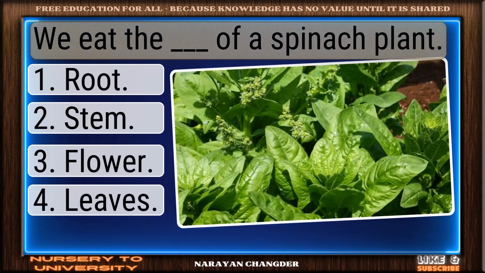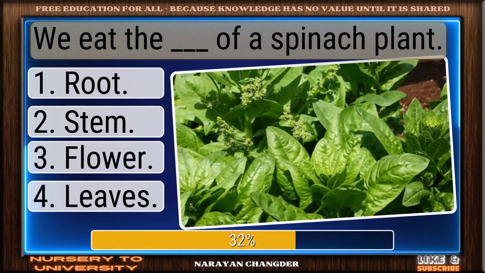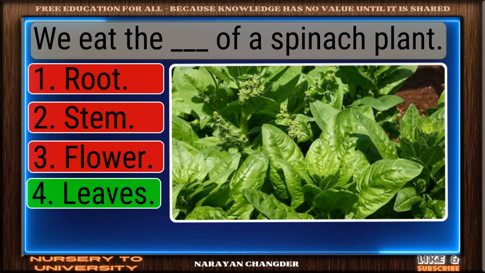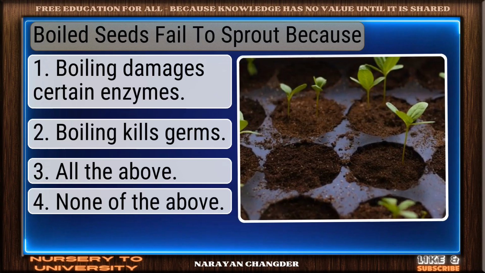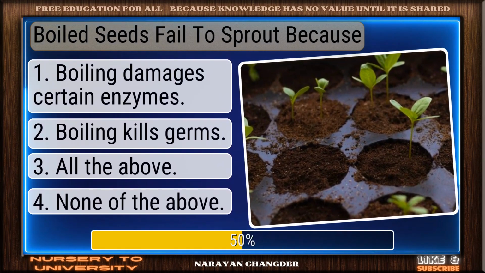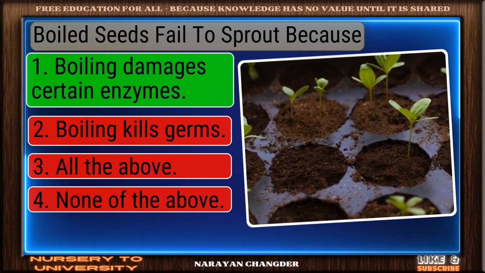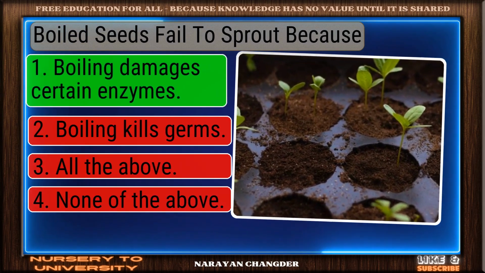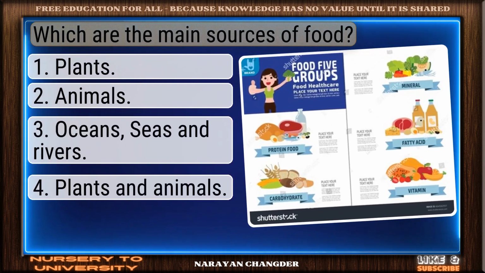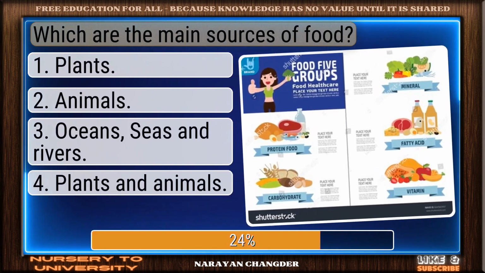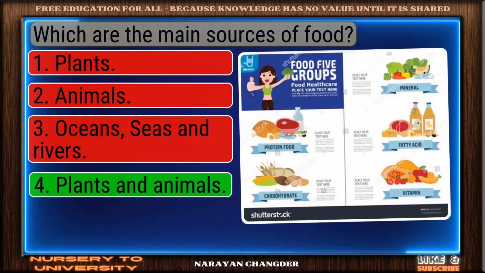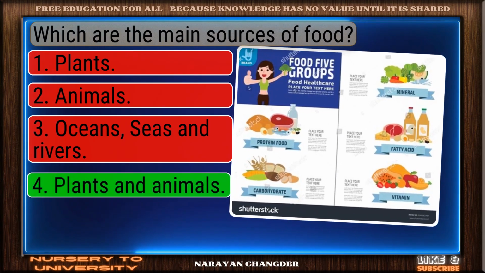We eat the dash of a spinach plant. Nicely done. Leaves is a solid answer. Boiled seeds fail to sprout because. Good job. Your answer boiling damages certain enzymes works well here. Which are the main sources of food? Great thinking. Plants and animals is the right choice.